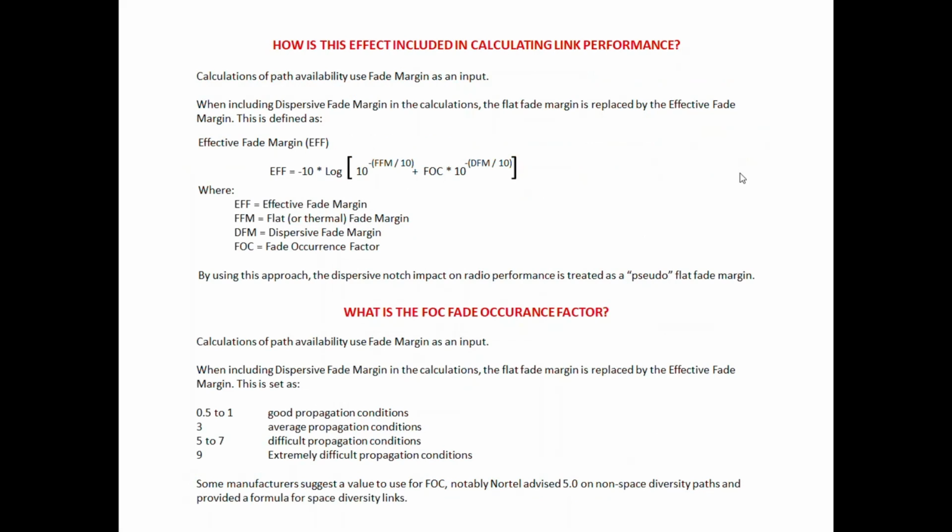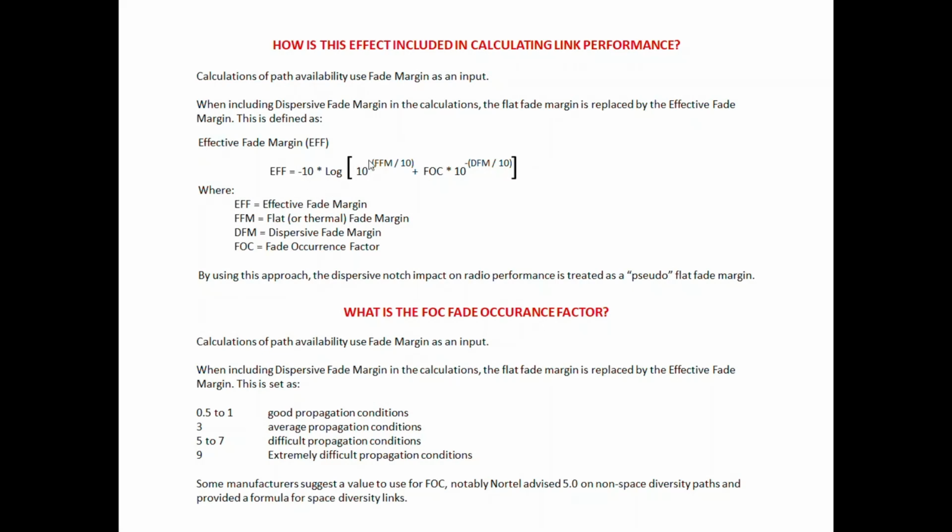So how do we include this effect in calculating link performance? Generally, when we do availability calculations, we plug a fade margin number in, and that gives us our outages and availability. If we include a dispersive fade margin as part of our calculation, we essentially adjust that flat fade margin number, and we create what's called an effective fade margin. So we use this formula that I'm showing here to add the flat fade margin effect with the dispersive fade margin effect. We calculate this effective fade margin, and then that gets used in the calculation of availability.